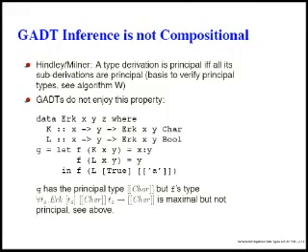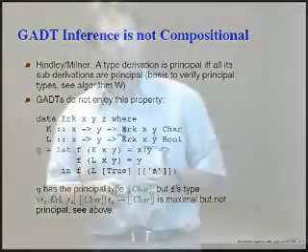From Hindley-Milner, we know that if you have a principal type derivation, all the subderivations are principal. Actually, this is the critical point to establish completeness of algorithm W. That's the key point to verify that. Now, GADTs do not enjoy this property. So the previous example we're going to examine in detail.